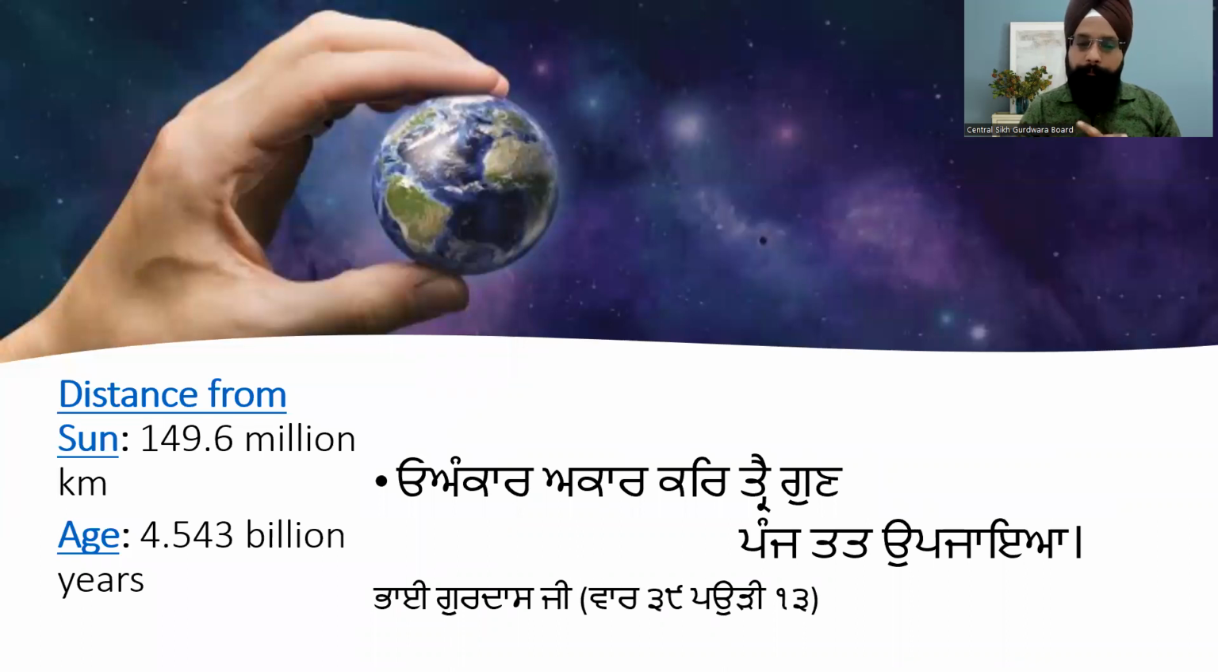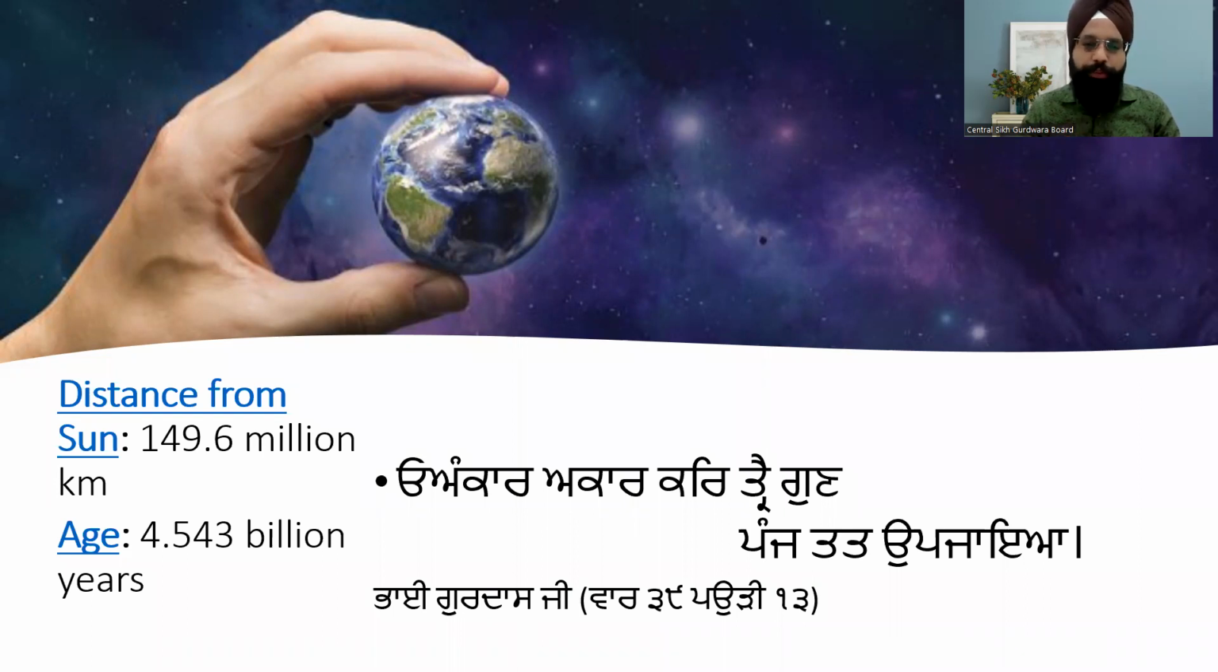In the beginning, Bhai Gurdas mentioned, Oankar Akar Kar Tre Gun Panch Tat Upajaya. When this Lord Vaheguru Oankar created this Akar, these shapes, this world, this universe, what did he use? He used Trigun and Panchtat.